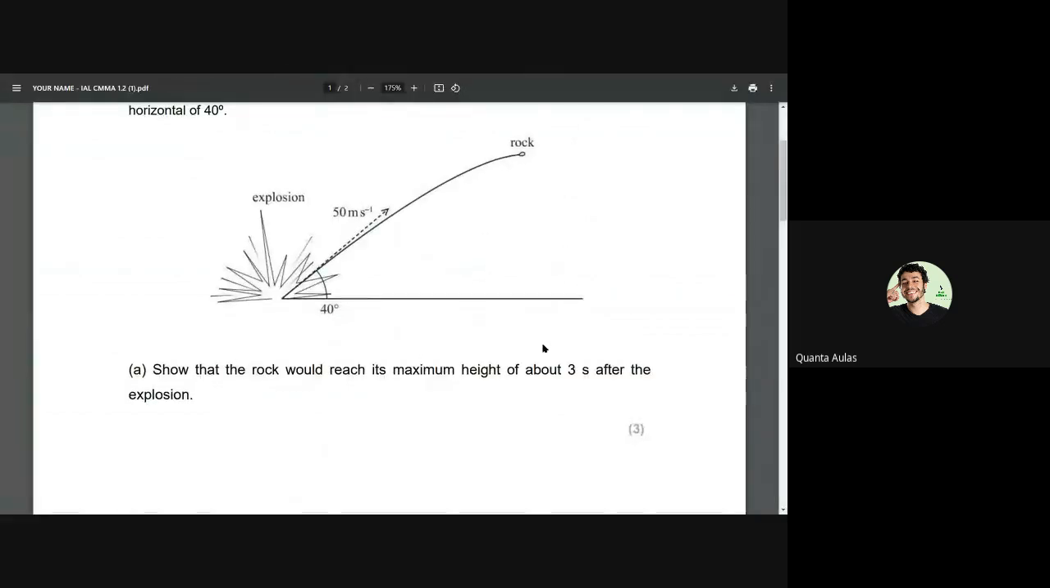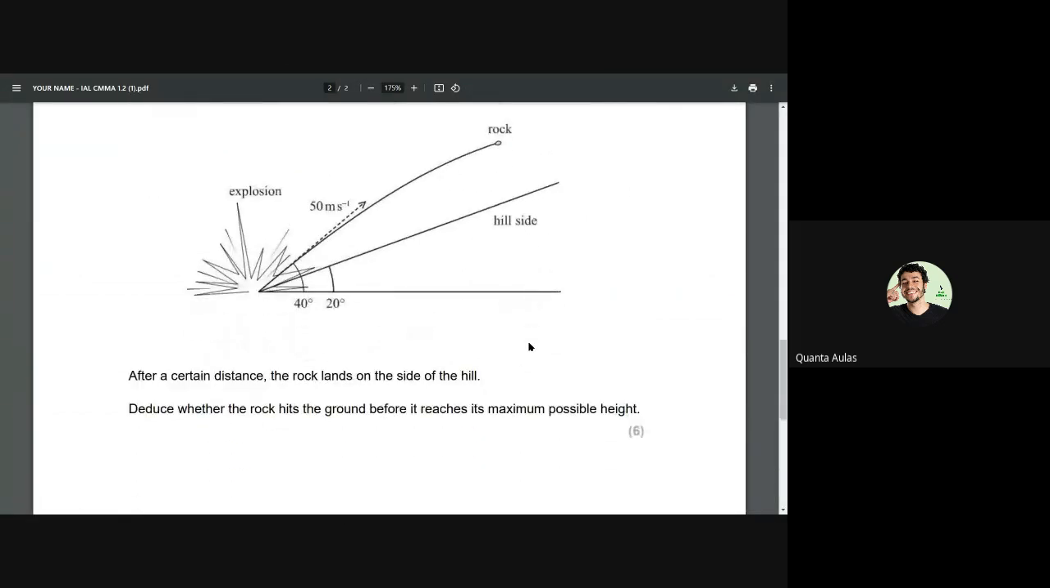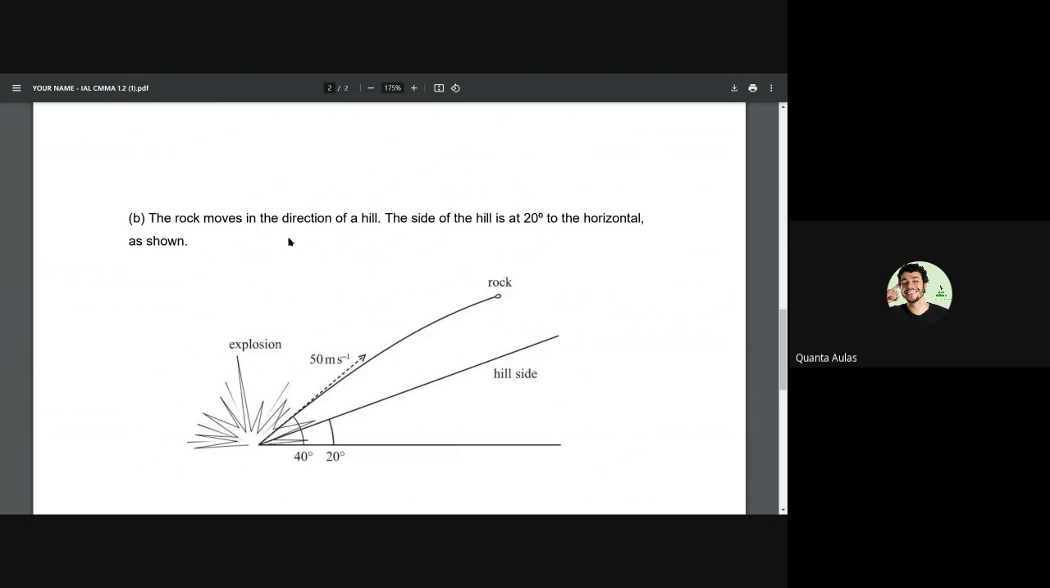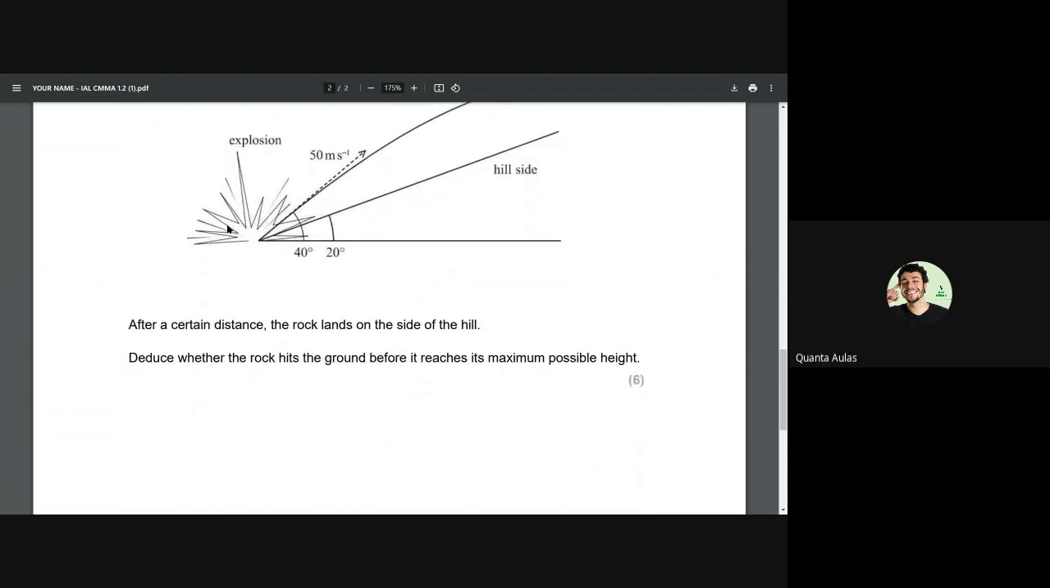We have another similar problem. The rock moves in the direction of a hill. This side of the hill is 20 degrees to the horizontal as shown. After a certain distance, the rock lands on the side of the hill. Deduce whether the rock hits the ground before it reaches the maximum possible height.